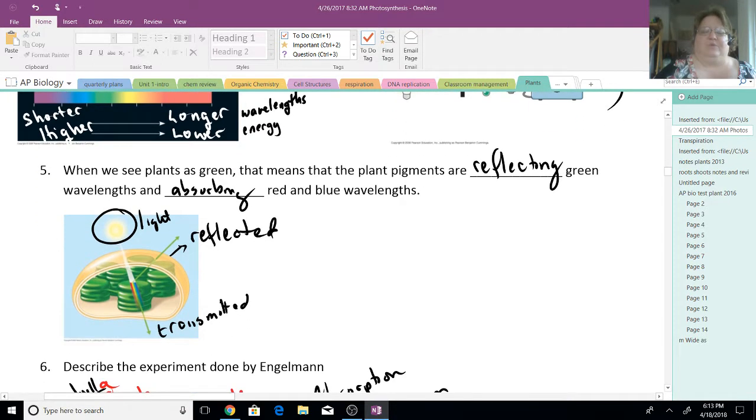So in other words, we see that plants being green, that means that the plant pigments are reflecting and transmitting the green wavelengths, and they're absorbing primarily the reds and blues. There are some other pigments that can absorb some other wavelengths, but predominantly it's red and blue. Those are the chlorophyll molecules.